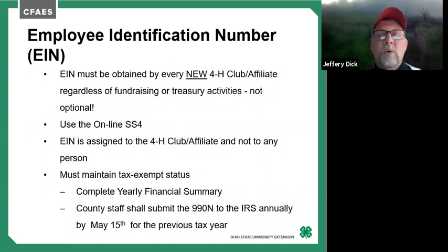Those are due on January 31st, unless your county sets an earlier date, but that's when they are due on the state level. Additionally, of course, the staff at the extension office will submit your 990N annual e-postcard filing. And that is something that must be done by May 15th of each year.